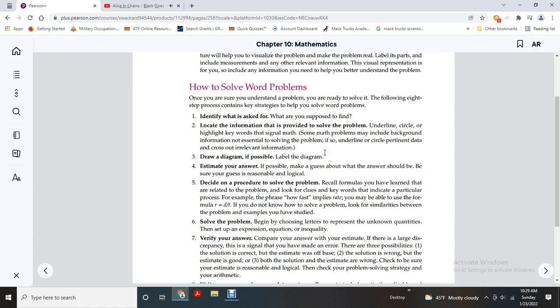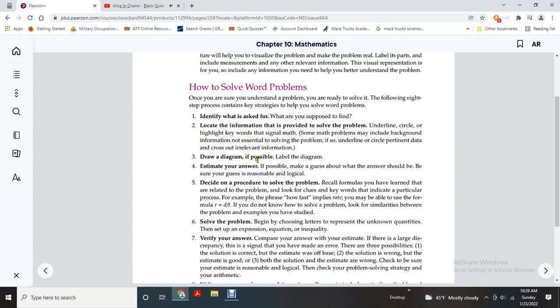Underline, circle, or highlight keywords that signal math. Some math problems include background information not essential to solving the problem. If so, underline or circle pertinent data, and cross out the irrelevant information. 3. Draw a diagram, if possible, and label the diagram.